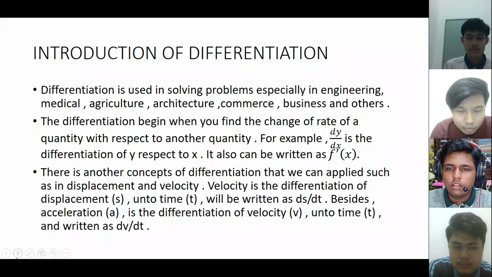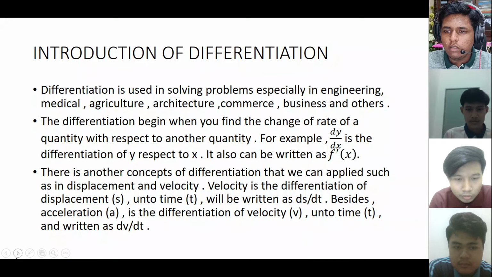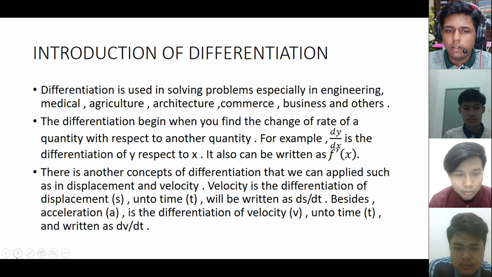Introduction of differentiation. Differentiation is used in solving problems, especially in engineering, medical, agriculture, architecture, commerce, business, and others. Differentiation begins when you find the rate of change of a quantity with respect to another quantity. For example, dy over dx is the differentiation of y with respect to x. It can also be written as f'(x).